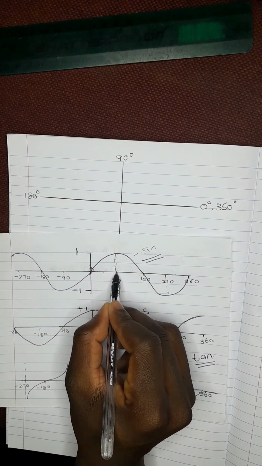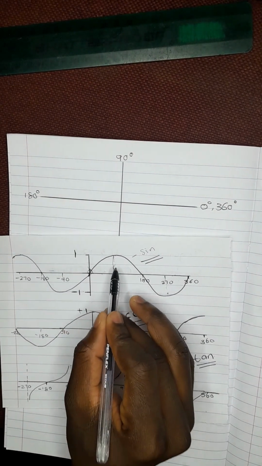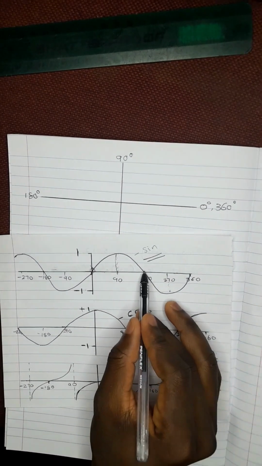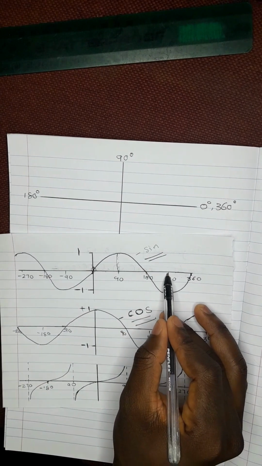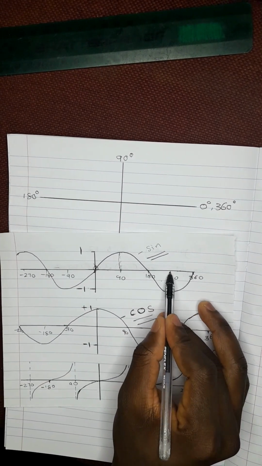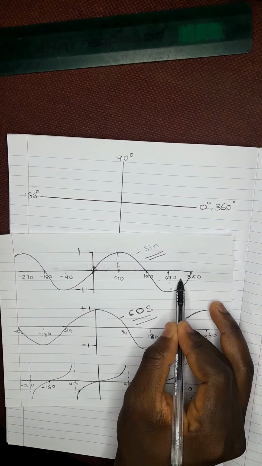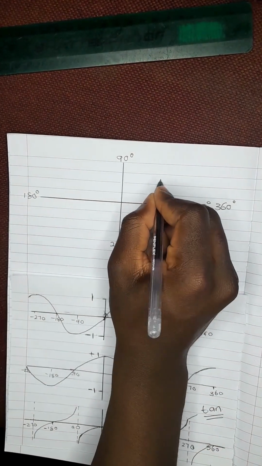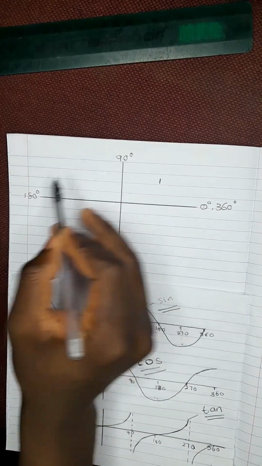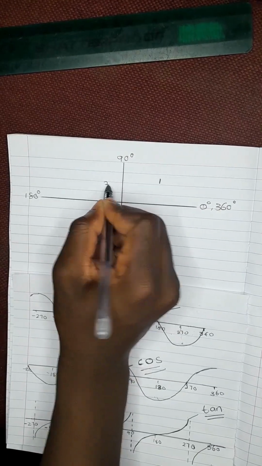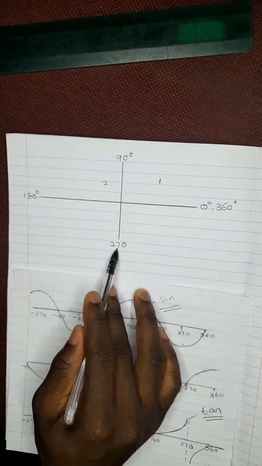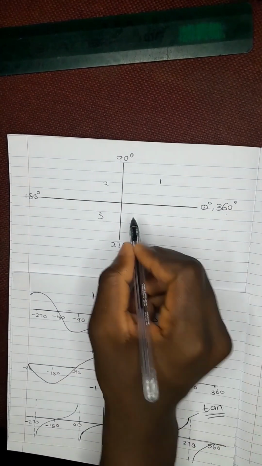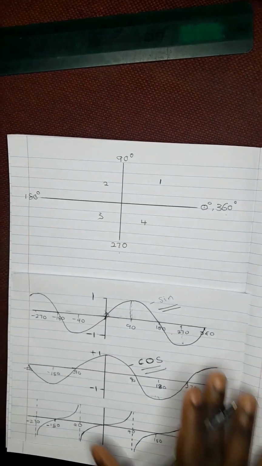This is our first quadrant. From 90 to 180, this is our second quadrant. From 180 to 270, this is our third quadrant. From 270 to 360, this is our fourth quadrant.